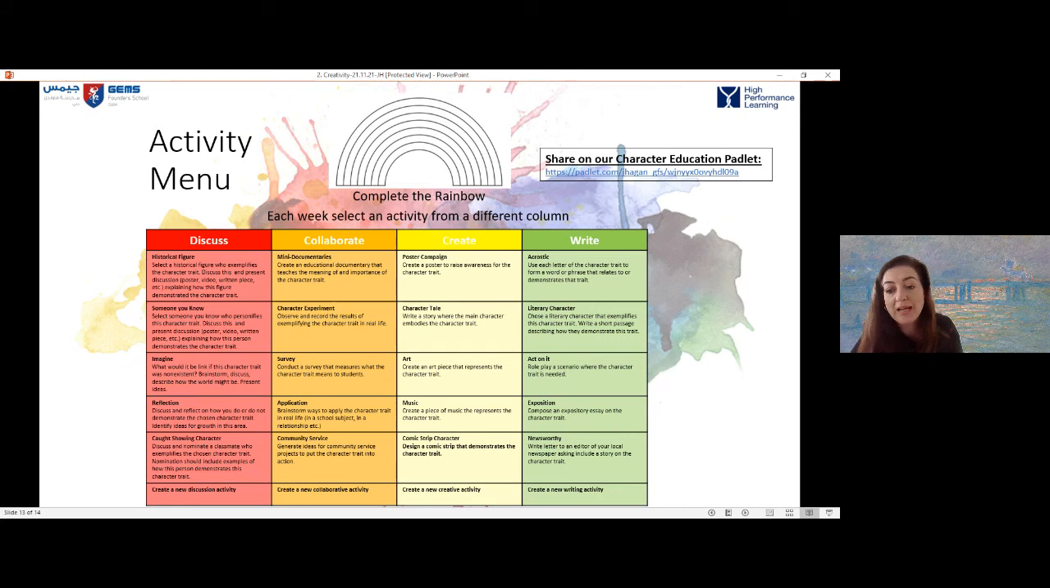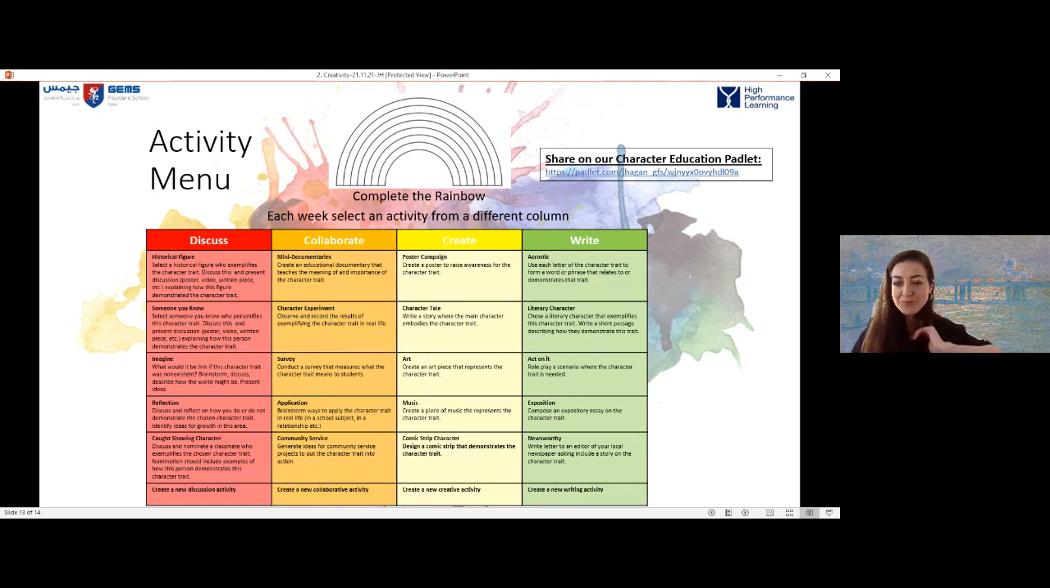Some of them require you to work individually, some of them require you to work as part of a group. Just to take one as an example, in the first column, the discussion column, historical figure: select a historical figure who exemplifies the character trait, discuss this and present this discussion, whatever way you want to present a discussion, and you can share that on the Padlet. In each column, you can see at the bottom there's an option for you to create your own activity as well. So maybe you've got an idea for a way to explore creativity in a collaborative sense that's not already listed on the menu. That's absolutely fine. You can come up with your own collaborative, creative or written activity, whichever, and share it onto the Padlet.